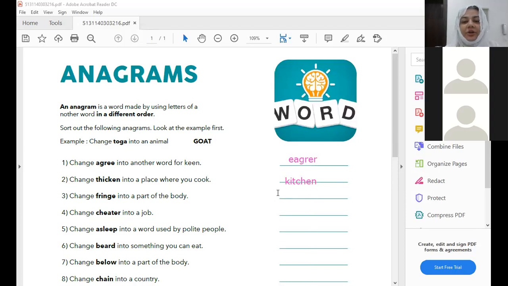Okay, number three, who is going to do it with me? Change fringe into a part of the body. Finger. Finger. Great.